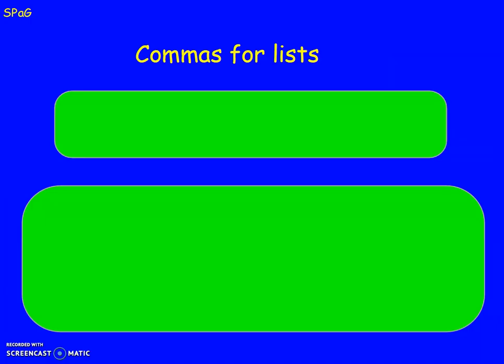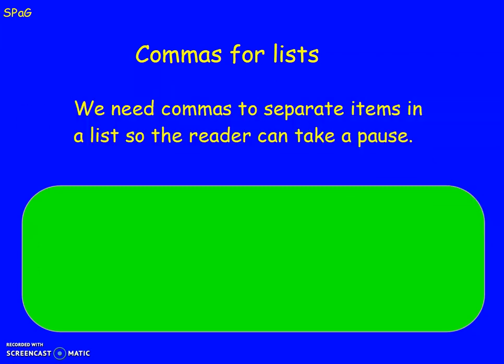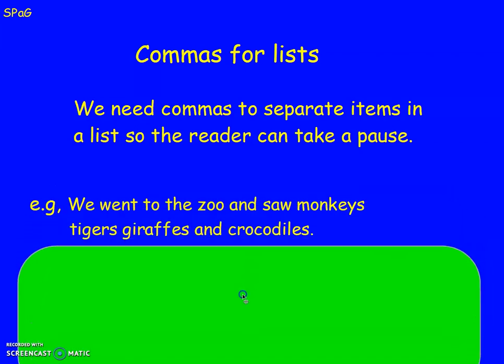In SPaG today, we're going to be looking again at commas in lists, okay? So I know that we've done this and we're getting quite good at it, but we're going through it again today because I want you to make sure that you've got at least one list in your campaign and you can separate them using commas. The commas are there to separate the items so that the reader can take a pause, okay? So let's take a look at an example.